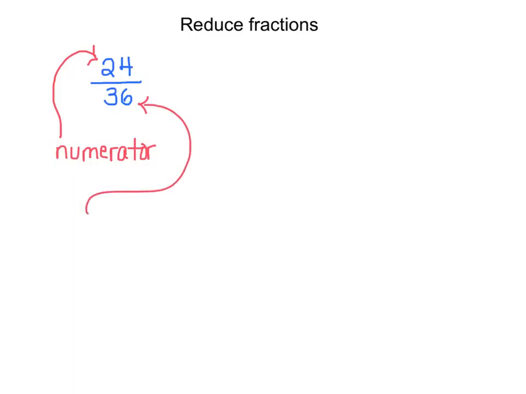Let's start with reducing fractions. We have 24 divided by 36. This is a fraction. It has a numerator and a denominator. So let's label these. The top is called the numerator, and the bottom is called the denominator.